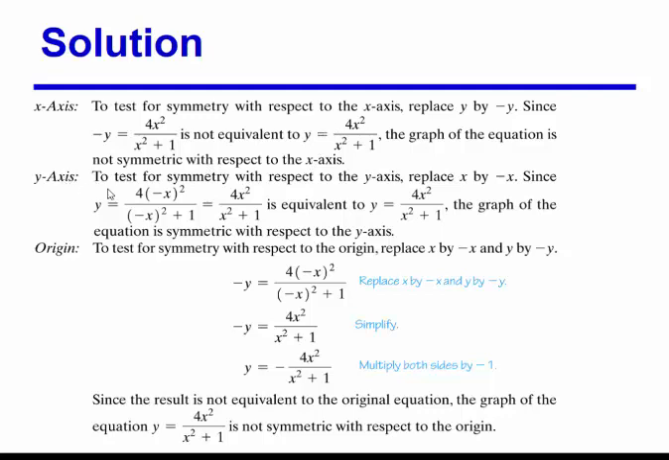Now, for the y-axis, to test for symmetry, we replace x with -x, and then y is equal to 4 times -x squared over -x squared plus 1, which results in an equation that is equivalent to the original. So the graph of the equation is in fact symmetric with respect to the y-axis. The y-axis will act as a mirror. And then to test for symmetry with respect to the origin, we're going to replace x by -x and y by -y. Here, since the result is not equivalent to the original equation, the graph of the equation is not symmetric with respect to the origin.